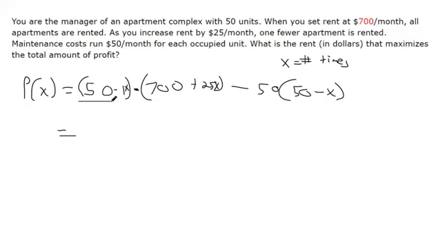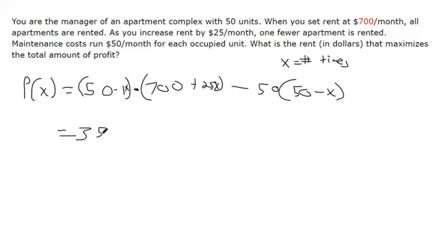Yep, this is the number of apartments we're going to have. It depends on how many times we jack up the price. We lose 1 apartment every time we increase it by $25. And then they tell us it's $50 a month for each of those apartments that we have. We don't know exactly how many apartments we're going to have in the end, so that's why we have this expression. We can do some algebra.